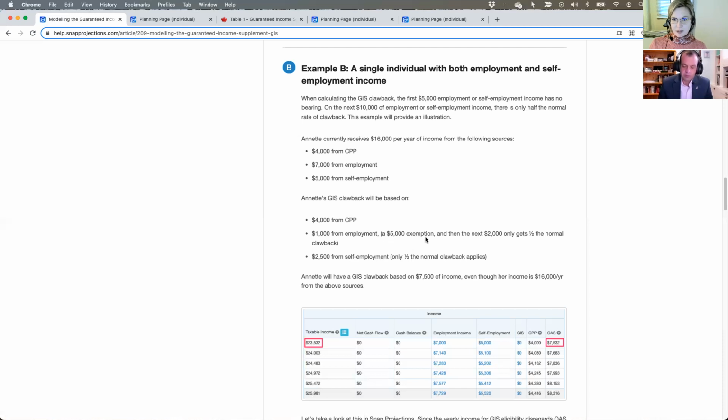There's the $5,000 exemption. So that leaves 2,000 for the employment income. And then that's 50% exempt. So that gives us 1,000. And then the rest, the 5,000 from self-employment. Again, I just think of it as half, like you said, half the normal clawback applies. So there's 2,500. So her total income to figure out what her GIS benefit would be after taking off all those exemptions would be $7,500. So that's what we're going to look up in the table, not the original $16,000.